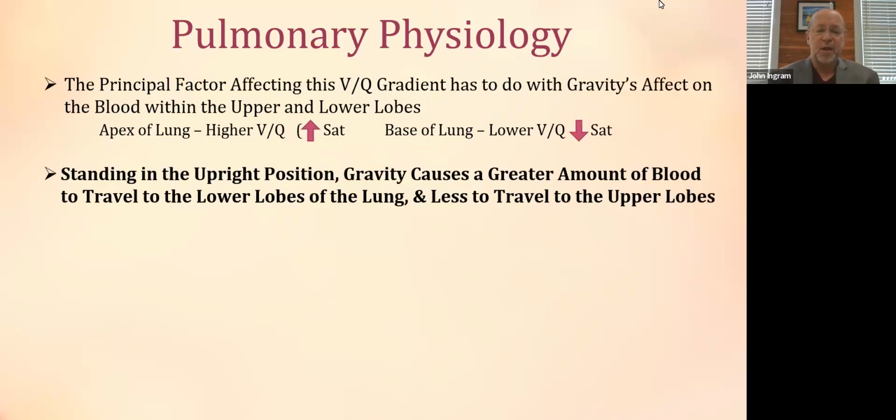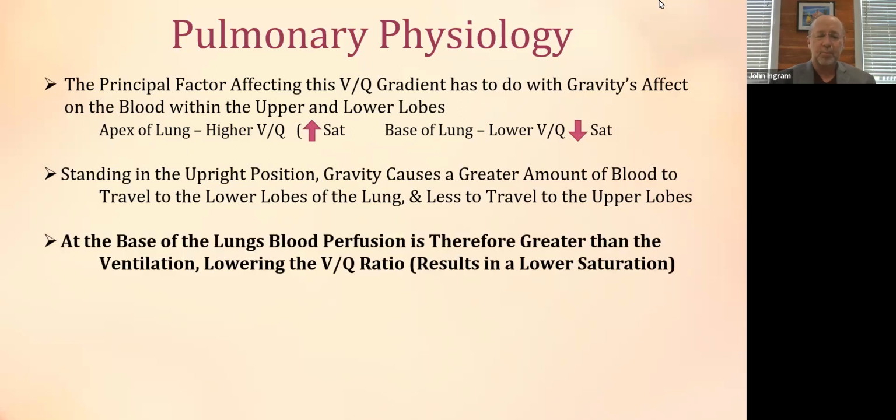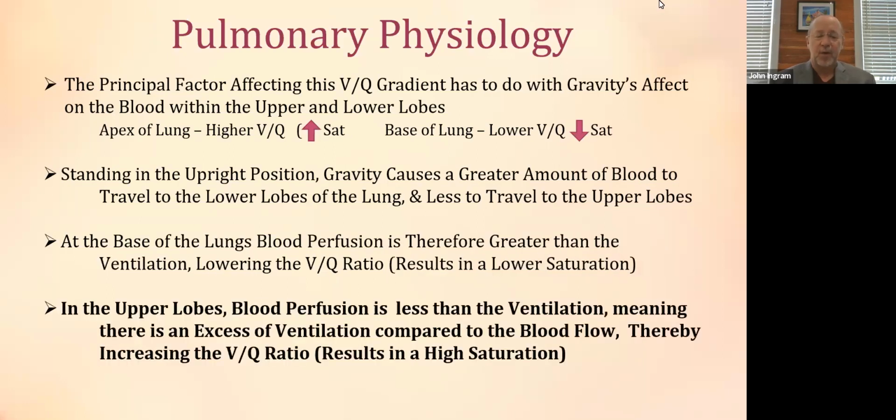So standing or sitting in the upright position, gravity causes a greater amount of blood to travel or to pool to the lower lobes of the lung, and less blood travels to the upper lobes. At the base of the lungs, blood perfusion is therefore greater than the ventilation, which then lowers the VQ ratio, resulting in a lower saturation. In the upper lobes, blood perfusion is less than the ventilation, meaning there is an excess of ventilation compared to the amount of blood flow, thereby increasing the VQ ratio, and this results in a high saturation.